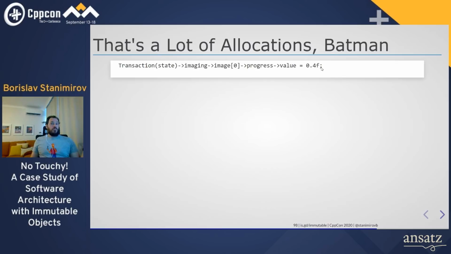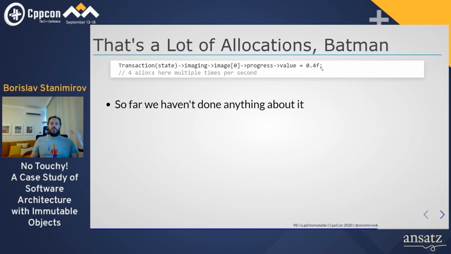So imagine this transaction. We set the progress value to something, and we do it multiple times per second. And each time we do this, we make an allocation for the state, imaging, the images, the progress, the value, and whatnot. And so far, in our case, we haven't done anything about it. We live with the allocations. You can mitigate it by making a better state structure and something really hard, as I said. We're thinking about using custom allocators.